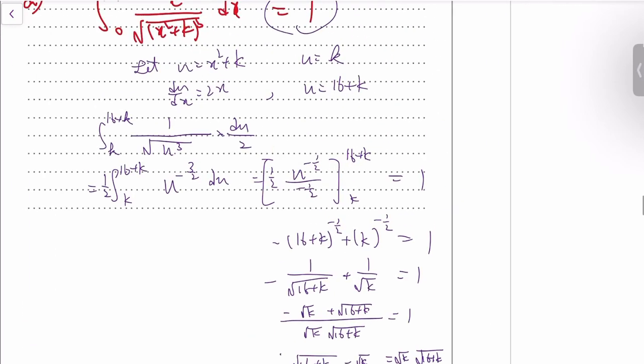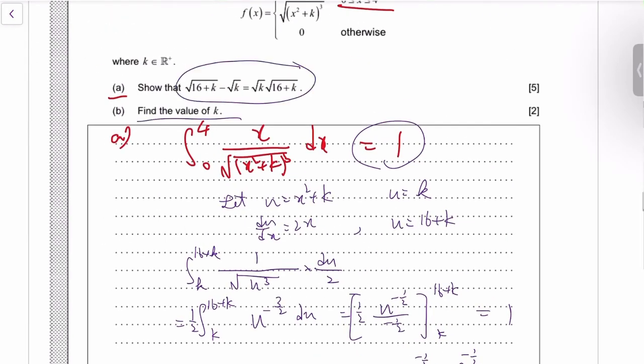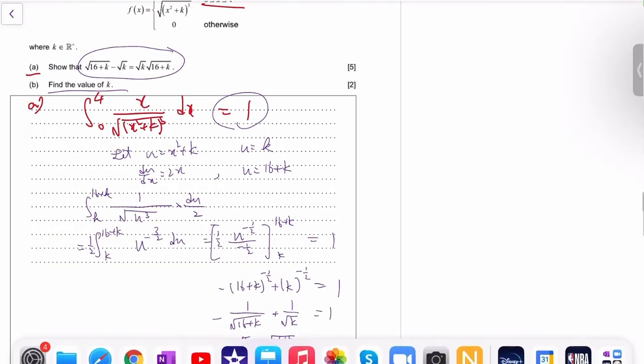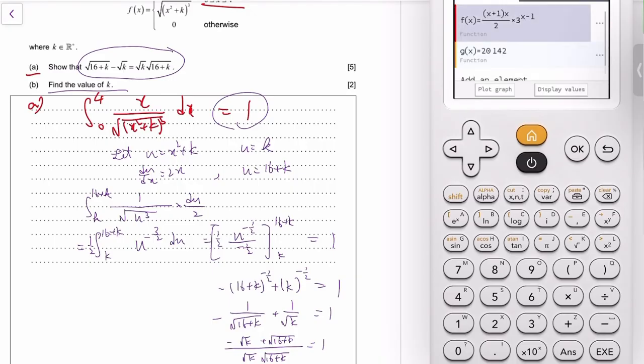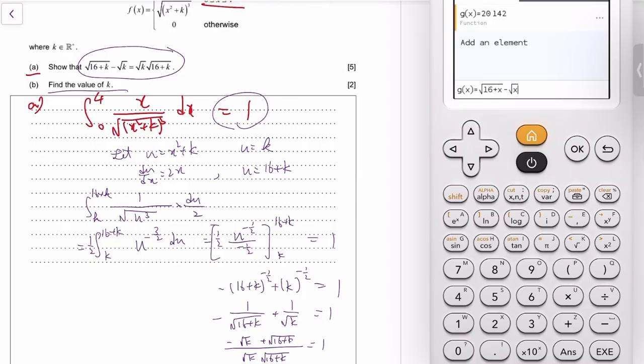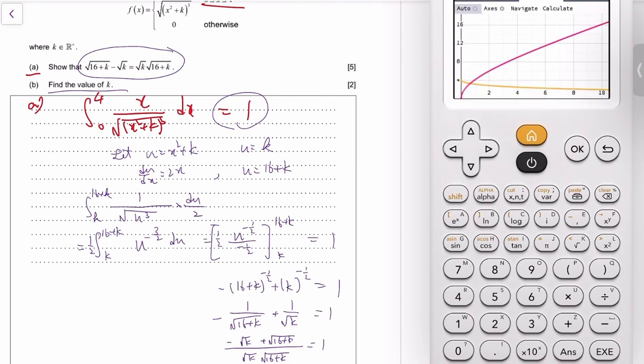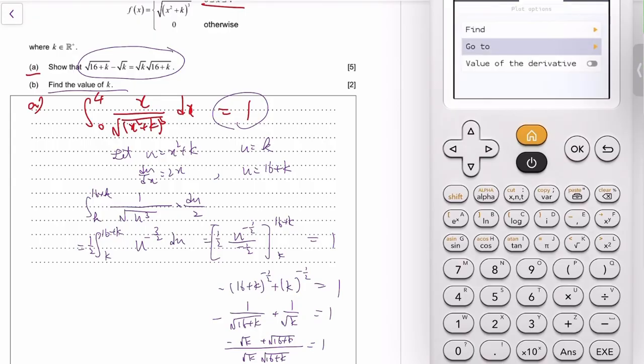Okay, then they want the value of k. It pretty much means solve this, and that's pretty much the job of the GDC. So let's do that. Square root of 16 plus x minus square root of x. Need another function: square root of k, square root of x times, well, it's the same, plus x, close bracket. I'll need it to automatically do it for you. I don't know if your GDC can do that. Then you have to set the window yourself. Find an intersection.